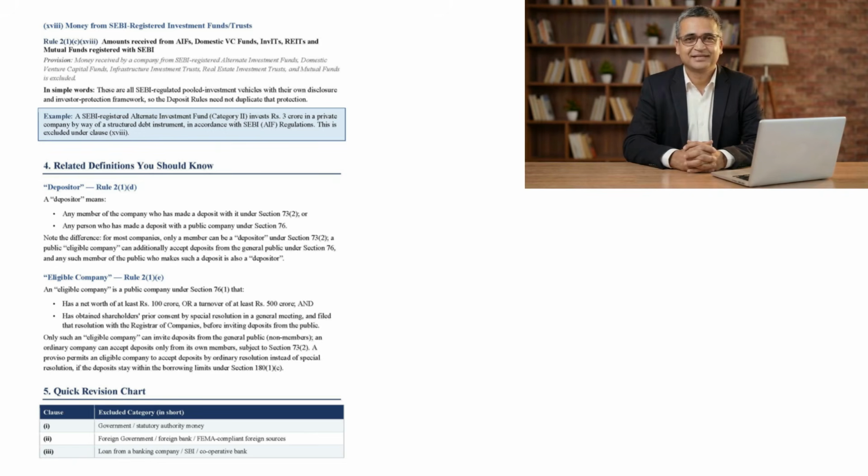Money from SEBI-registered AIFs, InvITs, REITs, venture capital funds, and mutual funds is not a deposit. A depositor is the person who actually makes the deposit. An eligible company is the public company legally permitted to invite deposits from the public after satisfying the prescribed conditions.